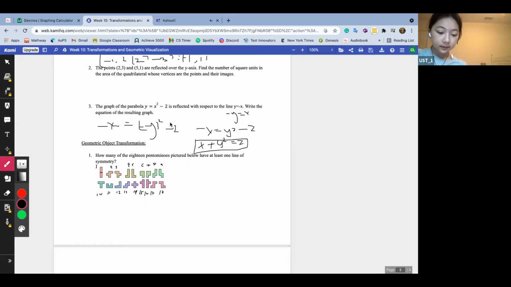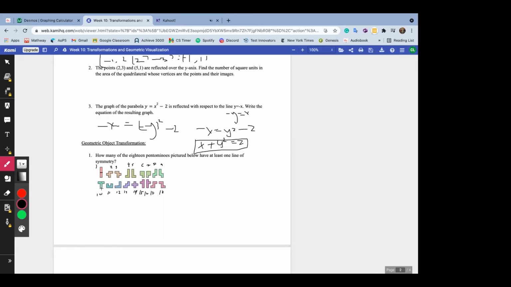So I'm just gonna show how all of those have symmetry. So the first one I already showed. That line across, and there can also be a vertical line. Then 10. 2, 3, 4, 5, and 6, 7, 8, 9, and 15, 16, 17, 18 don't work.